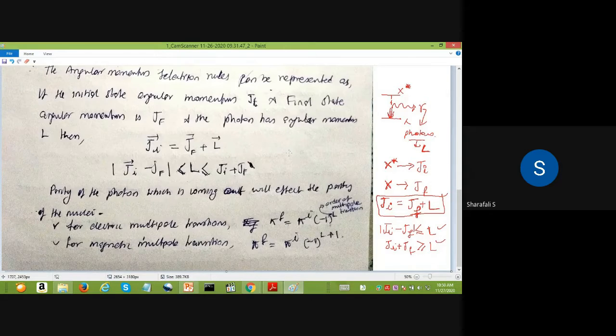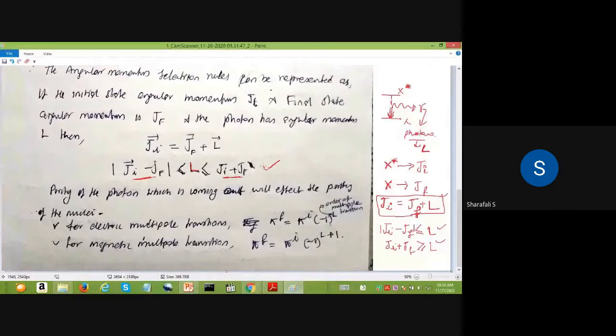So from that, we can say that L value should be in between Ji minus Jf and Ji plus Jf, or it can be equal to these values. So in the momentum conservation, we derive that the L value lies in between Ji minus Jf and Ji plus Jf, or L should be equal to these two values when they are equal.